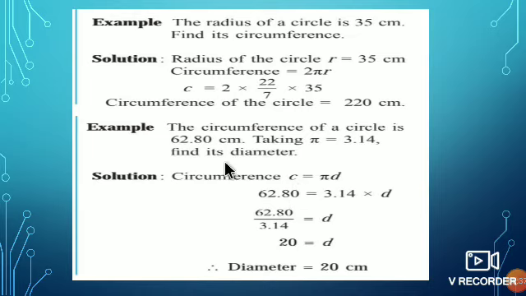Circumference is 62.80 is equal to, the value of pi is 3.14 multiplied by d. Now shift this 3.14 and divide it. After dividing you will get 20. To make it easier, you can multiply this by 100. 62.80 into 100, 3.14 into 100. So you can remove the decimal point here. You will get 6,280 by 314. So it is easy to divide. Understood? And then you will get 20 as a quotient. That's why diameter is 20 centimeter.